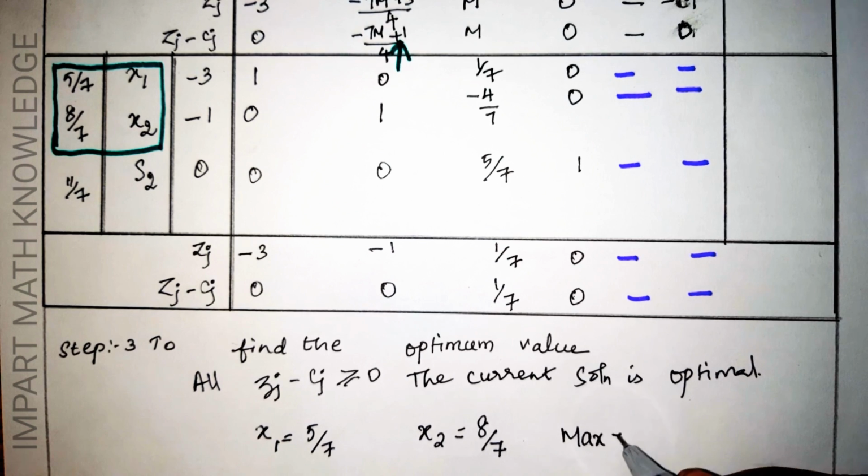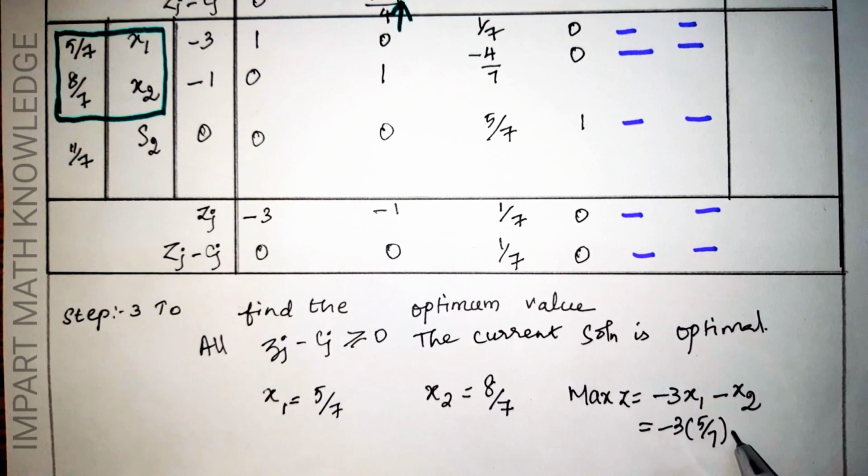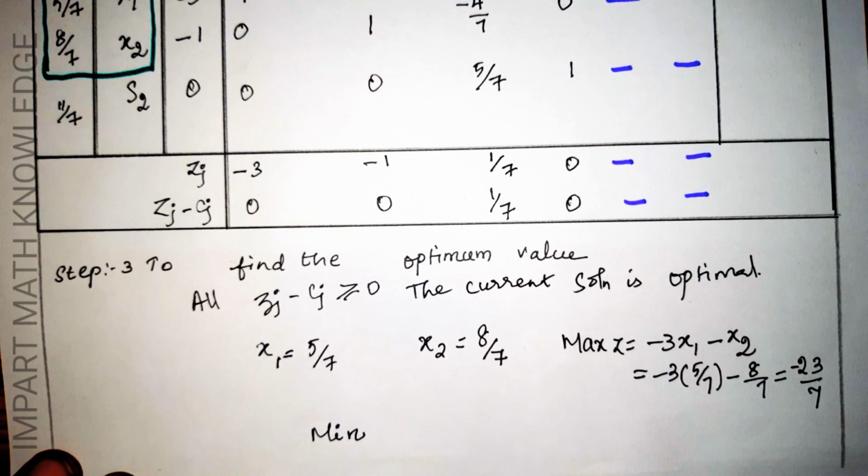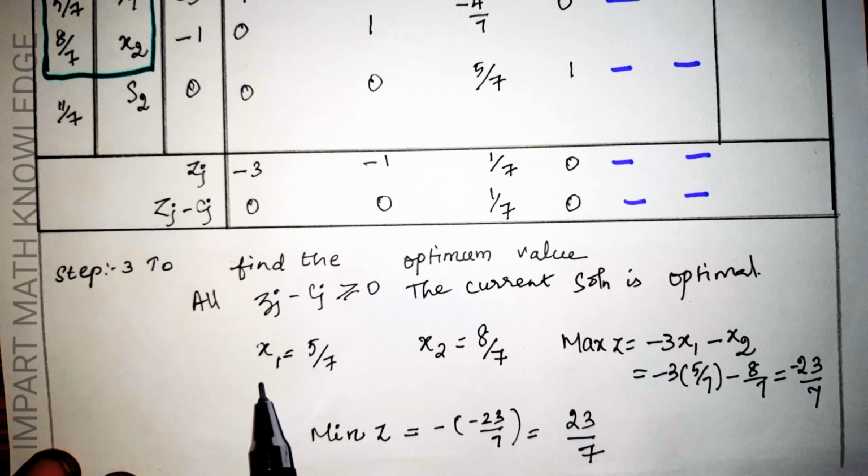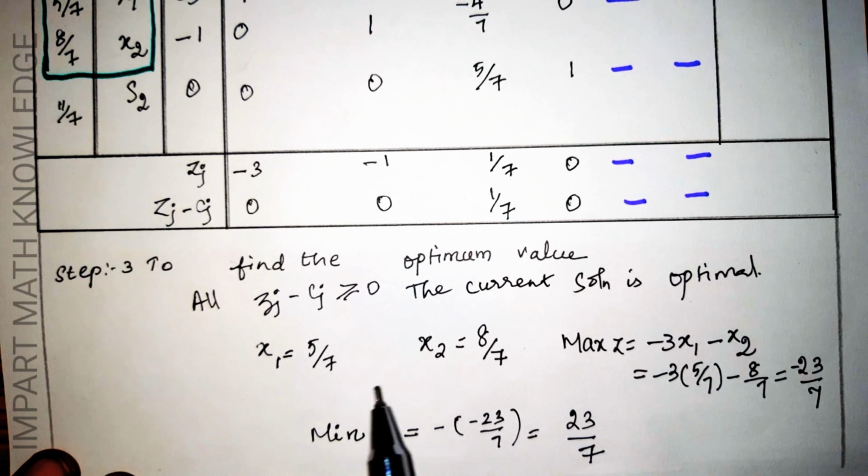Therefore, max Z is equal to minus 3x1 minus x2, is equal to minus 3 into 5 by 7 minus 8 by 7. This is equal to minus 23 by 7. Your given problem is a minimization problem. Therefore, minimize Z is nothing but minus of minus 23 by 7, that is 23 by 7. Optimal solutions are x1 is equal to 5 by 7 and x2 is equal to 8 by 7. Minimize Z is equal to 23 by 7.